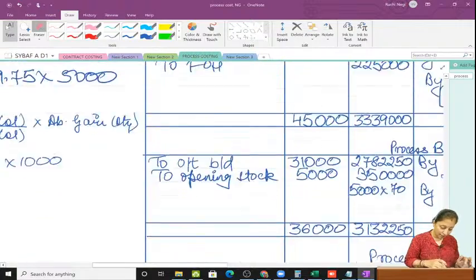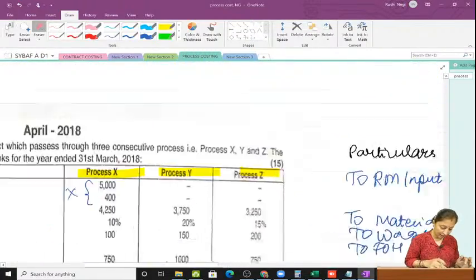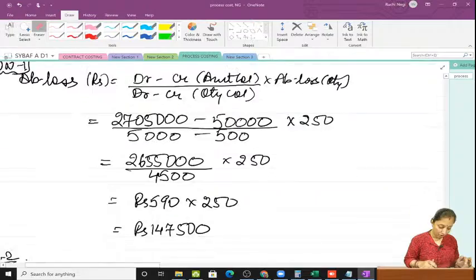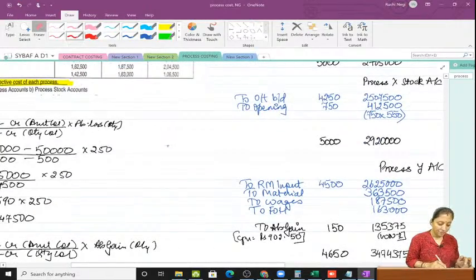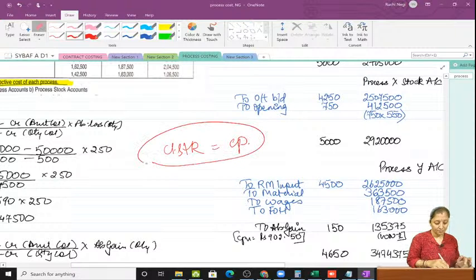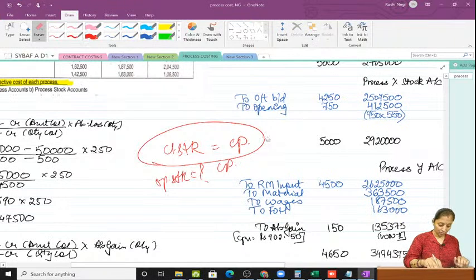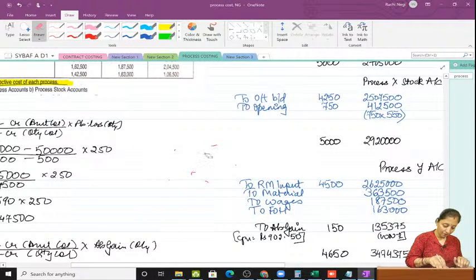And one last part is there: the process stock account. In the process stock account, what you do is very simple: closing stock you value at cost price. And how do you get cost price? Obviously from the process account. Simple. And opening stock? Opening stock will be generally given in the question. If in case it is not, then we will value it at cost price of the process account.